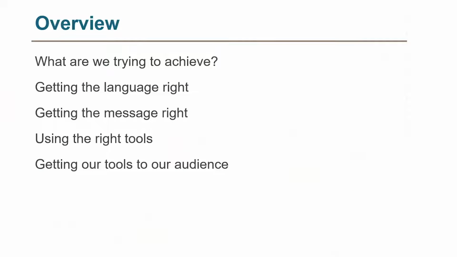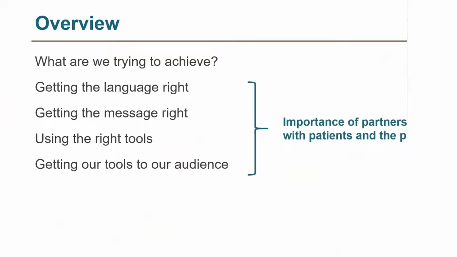Over the next 19 minutes, we're going to explore what we might be trying to achieve through knowledge transfer and exchange with patients and the public. We'll then look at how we can make sure that we get the language we use to communicate about trials right, how we can get our messages right, using the right tools for the job, and getting those tools to the intended audience. You'll notice that throughout this talk, I will keep coming back to the importance of working in partnership with patients and the public, as this is central to achieving many of our aims.